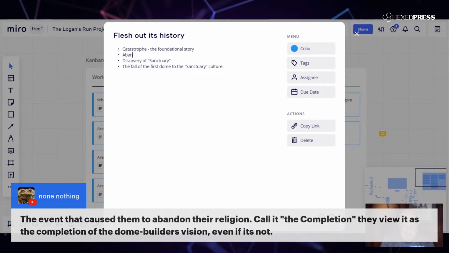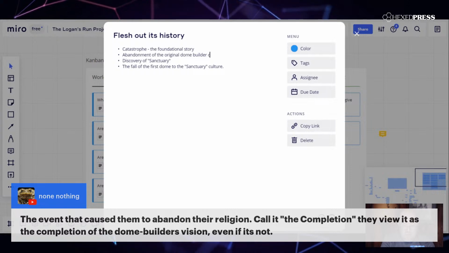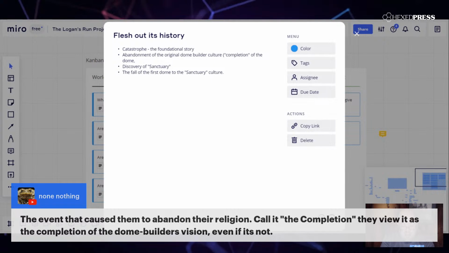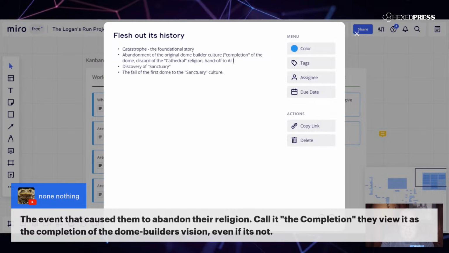Okay, so abandon the original culture. We can think of a few things, right? So we can call it what? Completion of the dome. Let's see, the discard of the, I'll put it again in quotes. I'm using a lot of quotes. The cathedral religion. Maybe also the handoff to AI leadership.